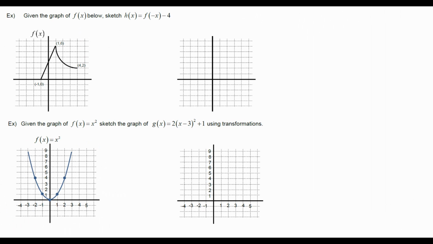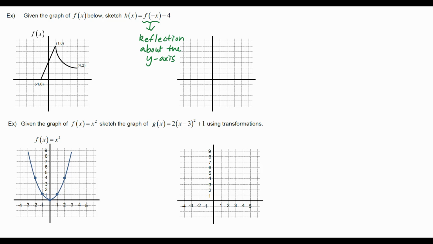Example. Given the graph of f of x below, sketch h of x equal f of -x minus 4. So when you sketch the graph of a transformation, if there is any reflection, that's what you want to do first. And since there's a f of -x, there is a reflection about the y-axis.